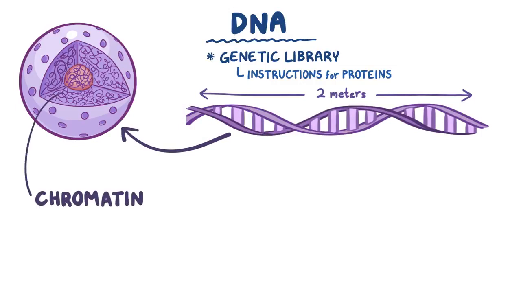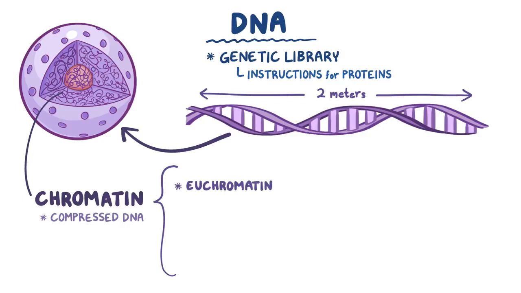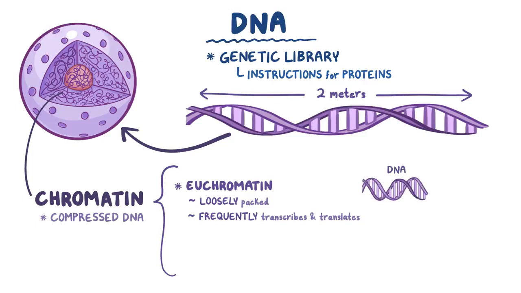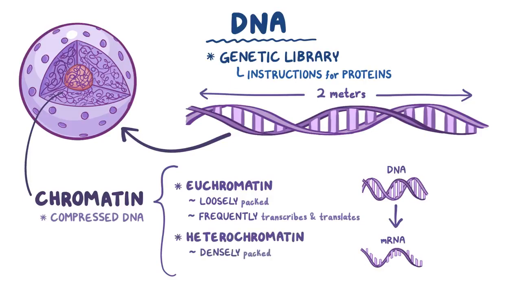Essentially, chromatin is a fine matrix of very densely woven and compressed DNA. There are 2 types of chromatin. First, there's euchromatin, which is loosely packed and contains genes that the cell frequently transcribes and translates. In other words, euchromatin contains the genes that the cell frequently needs to copy from DNA into messenger RNA, or mRNA, and then into a protein. Second, there's heterochromatin, which is densely packed and contains genes that the cell rarely transcribes and translates.